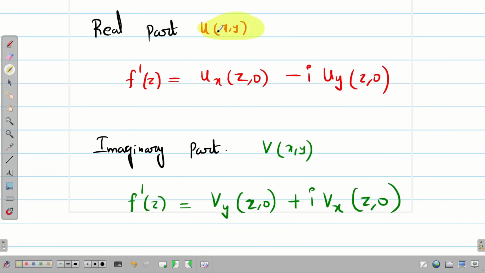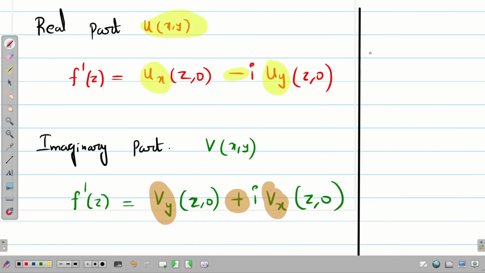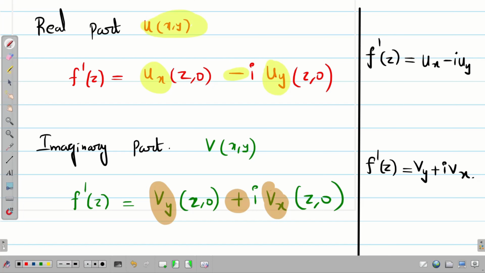If it is the real part, it is going to be ux minus i uy. If it is the imaginary part, it is going to be vy plus i vx. Just simply remember, if the real part is there, f dash of z is ux minus i uy. If it is the imaginary part, then f dash of z is vy plus i vx. So you can easily remember the formula in problem solving.